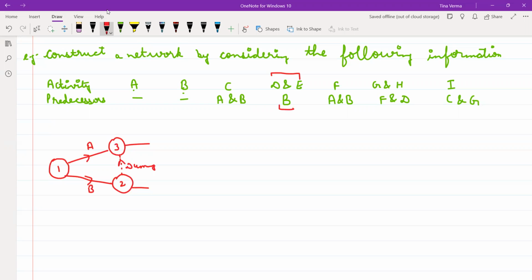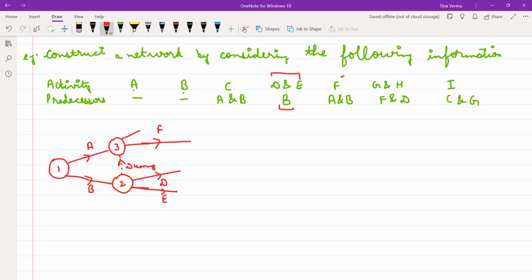Now to start activities D and E, I require activity B. That means from activity B I can take D, and this is my E. Any doubt till here? Yes or no? So from this, I can start my activities D and E. This is done. Now to start activity F, I require A and B. That means from here, I can start my activity F. Is it clear?